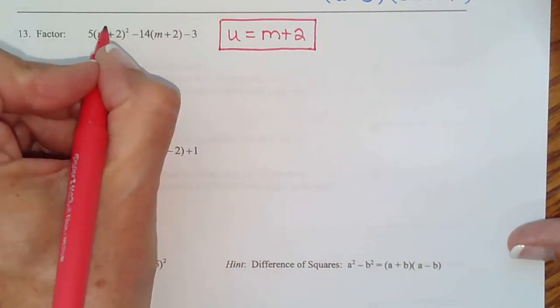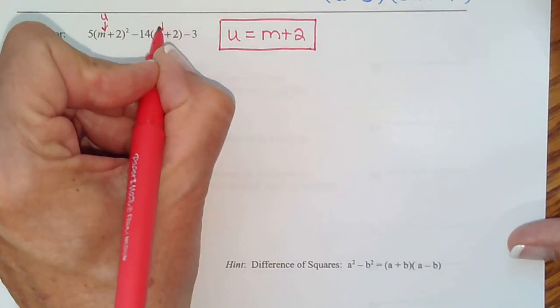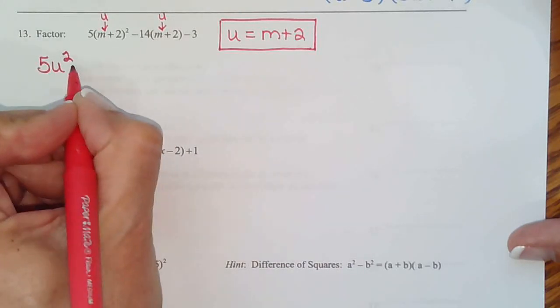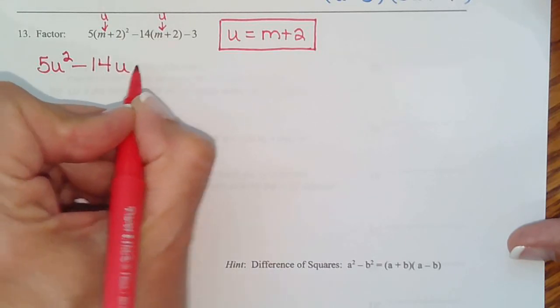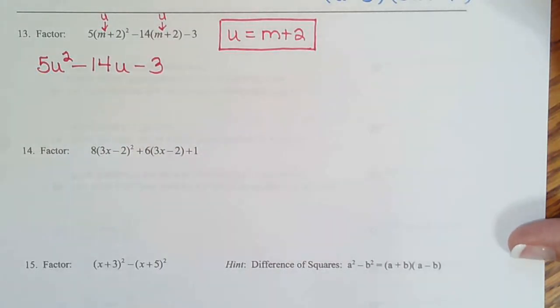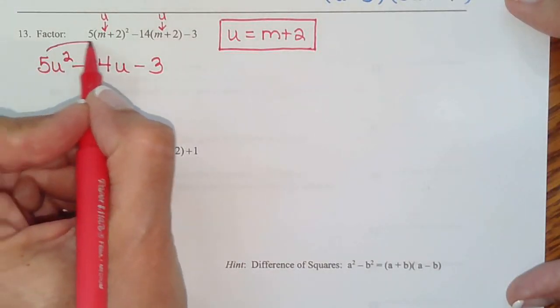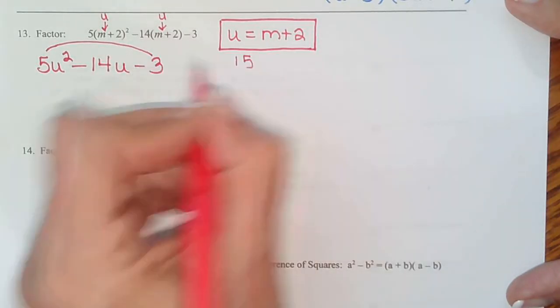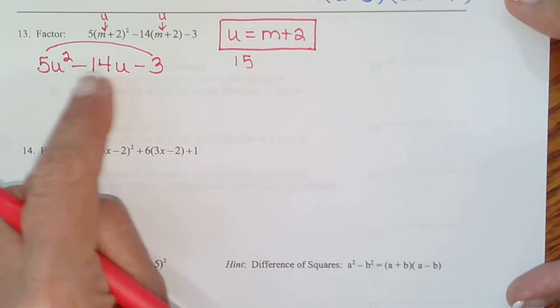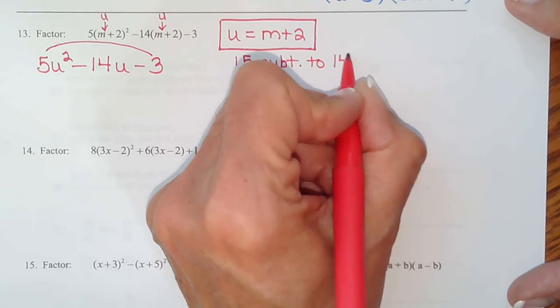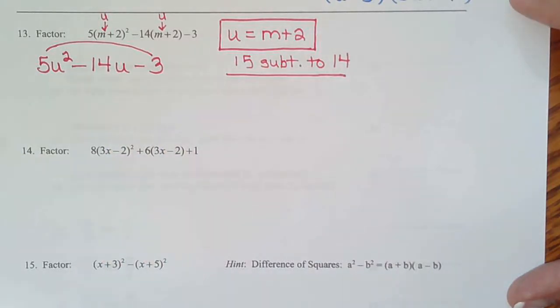So now everywhere I see m plus 2, I'm going to put u. So this turns into 5u squared minus 14u minus 3. Now don't I have a normal problem on my hands? Yes, I do. Usually it's x's, but u's doesn't make a difference. So there's nothing common, so I say factors of 15, reading the problem backwards, that's subtract to 14. And we'll pick up from there on the next video.